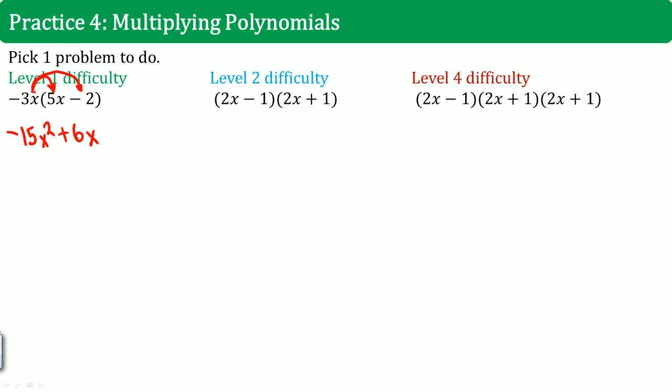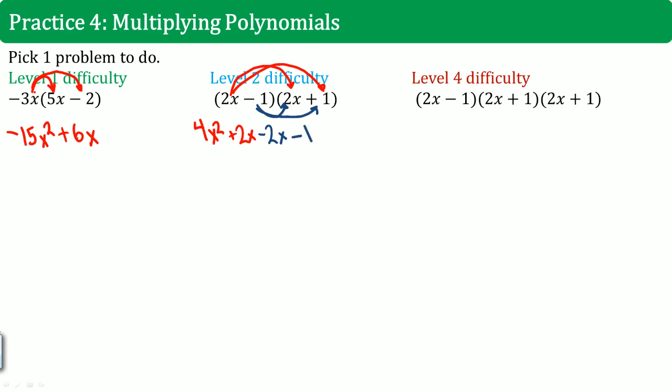Again, you're multiplying, but this time you have two terms each, so we have to distribute. 2x times 2x gets you 4x squared. 2x times 1 gets you plus 2x. Now we have to do it to the negative 1. So the negative 1 multiplies to the 2x, gets you negative 2x. Negative 1 times 1 gets you negative 1.